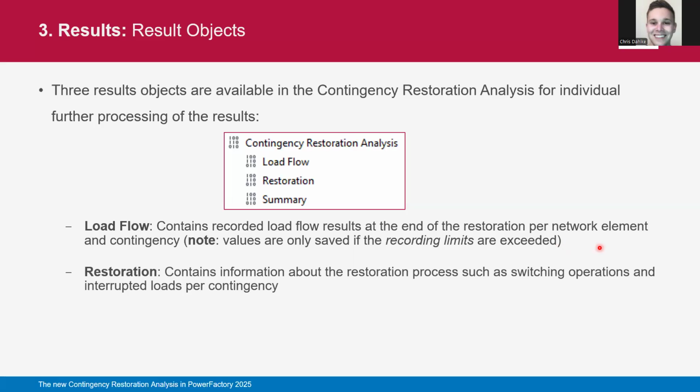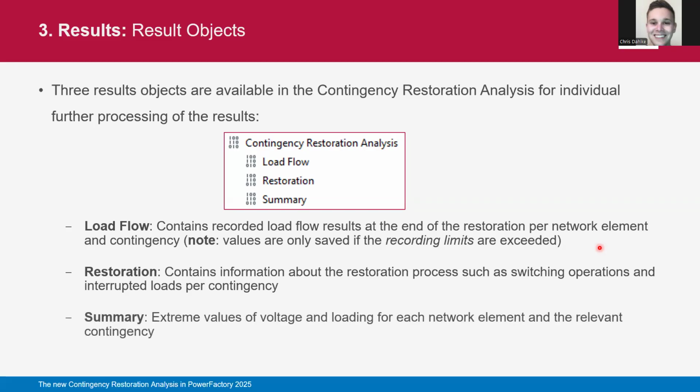So it will include the switching operations that have been estimated, and also how much load and how many customers have been interrupted and how many are still interrupted at the end of a contingency. So those values are also stored in this result file, and you can work with this later on.